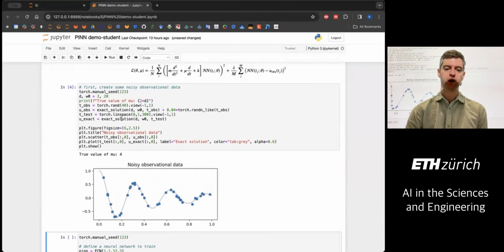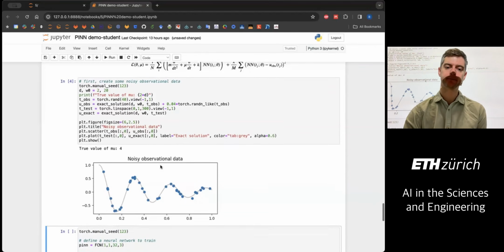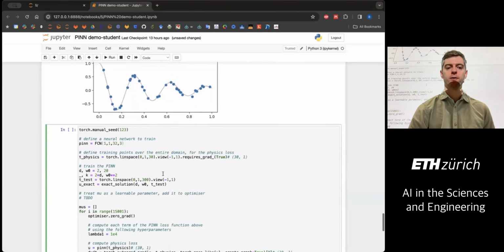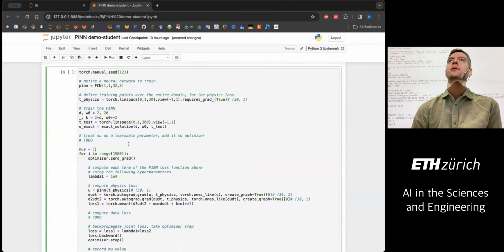So this is just the code for doing it. What I'm doing is sampling a bunch of random points in the domain. And I'm using the analytical solution to get the values, but I'm also adding a bit of Gaussian noise to those observations. So I'm assuming that they're noisy. Now this is the same training loop that we had before. I just now need to adapt this training loop so that I treat the coefficient of friction, mu here, as a learnable parameter. So I need to jointly optimize over mu and the weights of the neural network.